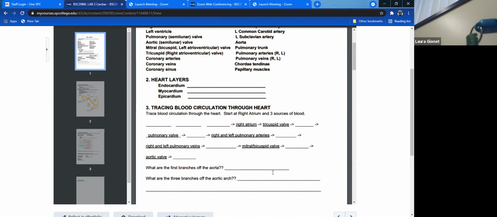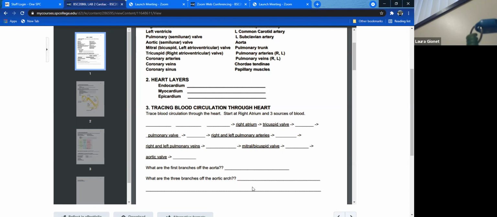All right, what are the first branches off the aorta? Right and left coronary arteries. The first branches are carrying the best oxygenated blood, immediately supplying the heart muscle itself, the right and left coronary arteries. And then the arch of the aorta is where the aorta takes kind of a hairpin turn and heads inferiorly through the thoracic cavity.